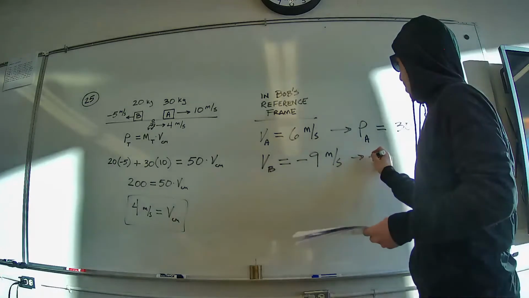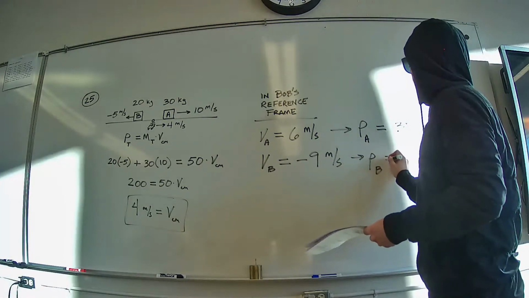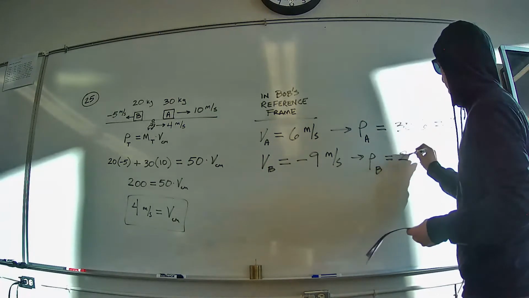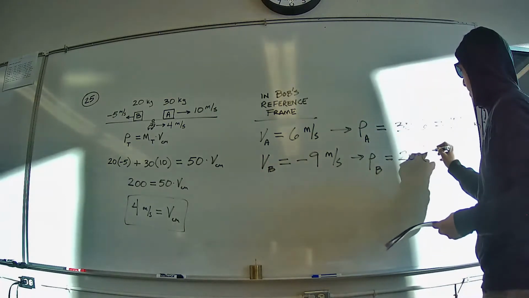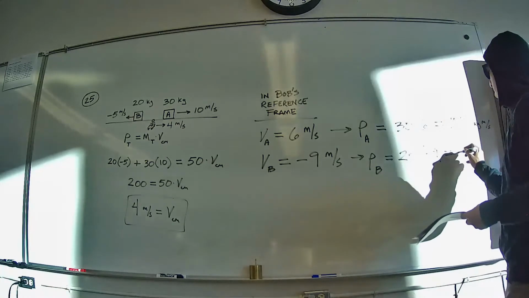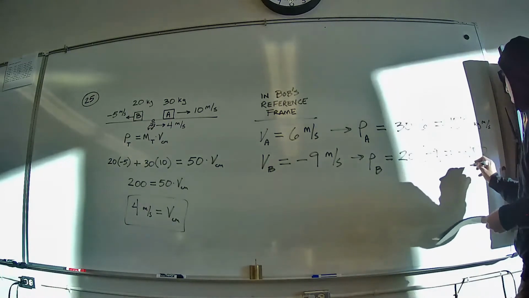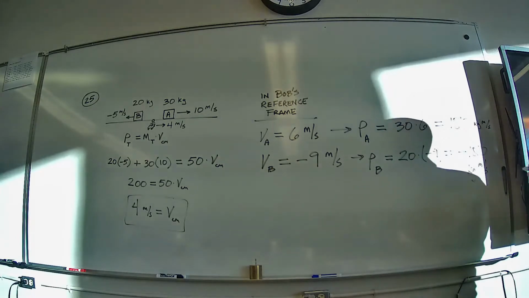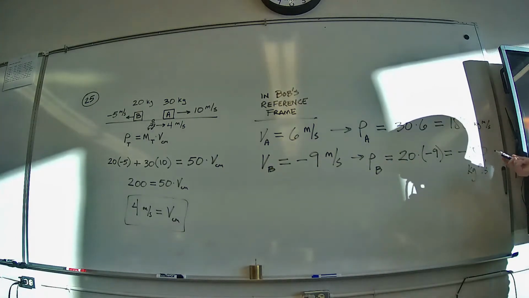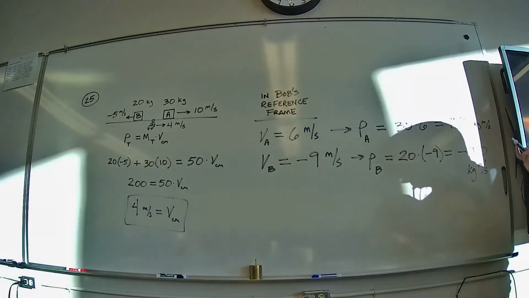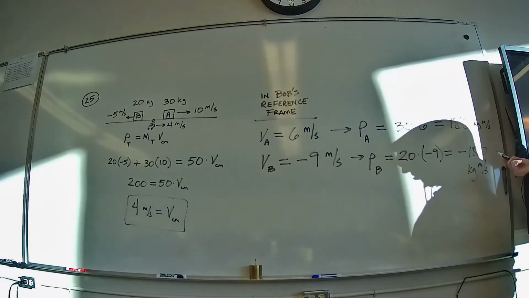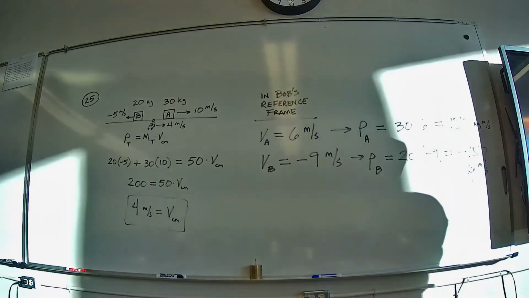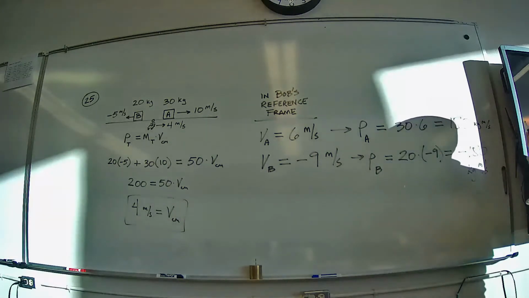How about block B? Block B is 20 kilograms multiplied by -9. Look at that. So, does that make sense? What's the answer to D then? What's the total momentum of the system from Bob's perspective? 0.